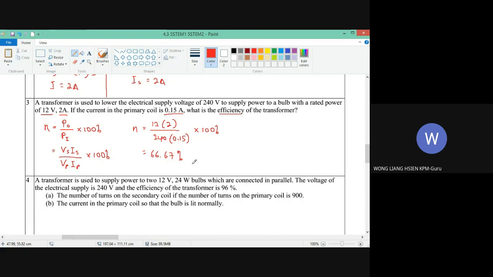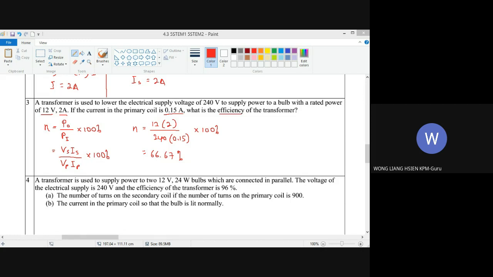From what I know, the transformer in the market that is being used, I think the worst transformer is also around 80%. The worst is also around 80%. If your transformer is lower than 80%, really nobody wants to use it. Why? Not only that the transformer is wasting a lot of energy, it will also be very dangerous.